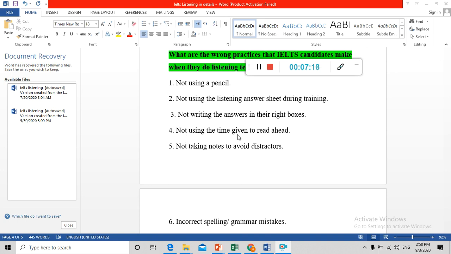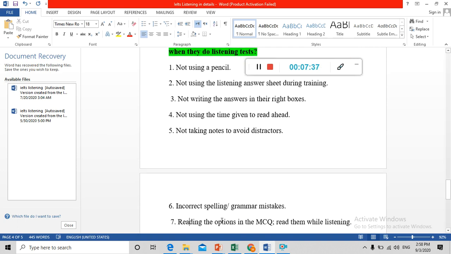Not using the time given to read ahead. When you have time, they will give you 40 seconds like this. You have to read ahead. Not taking notes to avoid distractors. It's important to write and take notes.